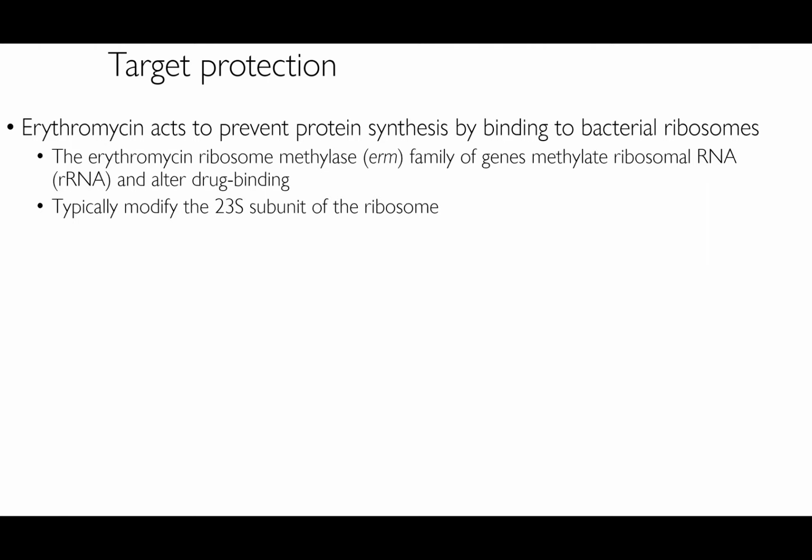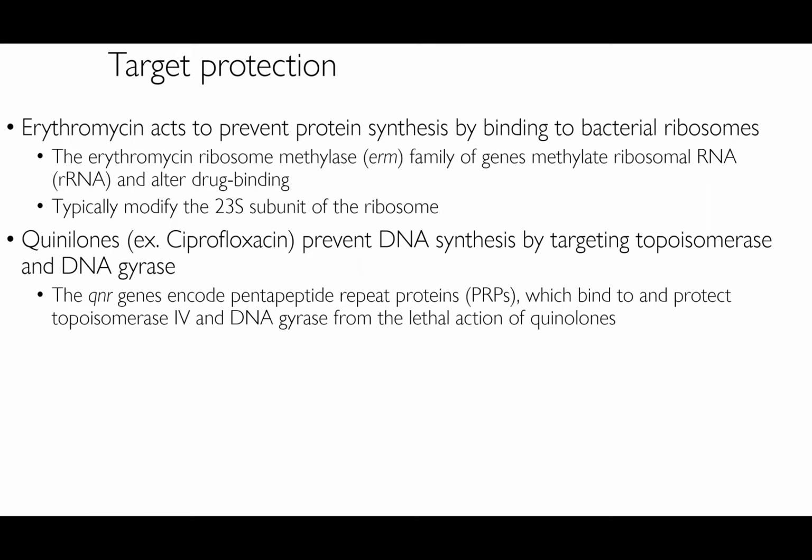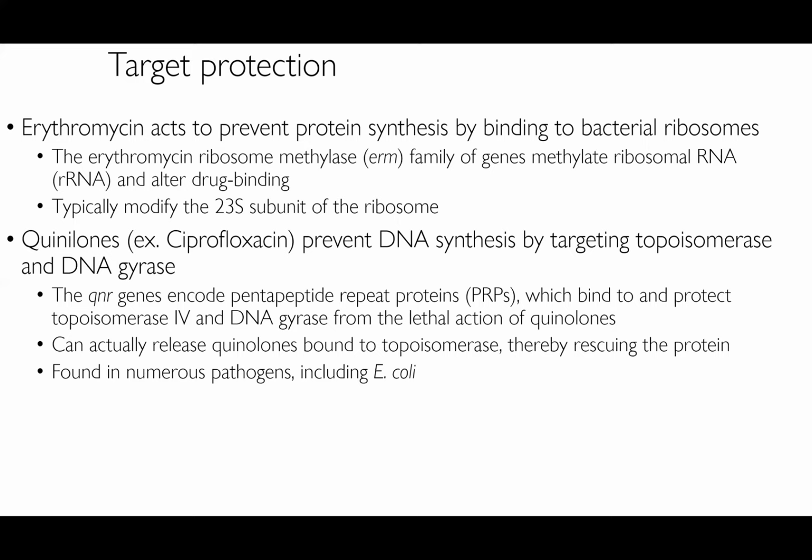Quinolones, aka ciprofloxacin, prevent DNA synthesis by targeting topoisomerase and DNA gyrase. There are genes called the QNR genes. They include a repeat of proteins which bind and protect the topoisomerase and DNA gyrase from the lethal actions of quinolones, and they can release the quinolones bound to topoisomerases, thereby rescuing the protein. And this is found in numerous pathogens, including E. coli.